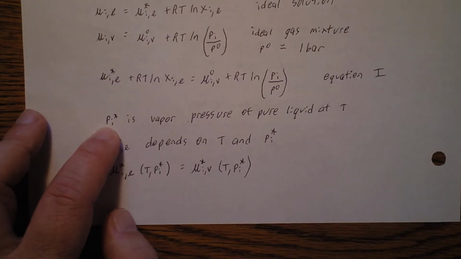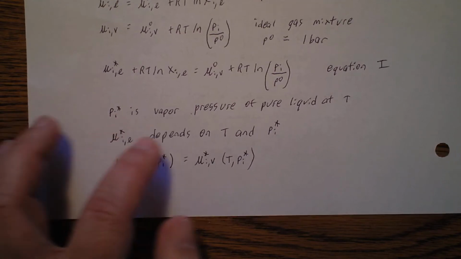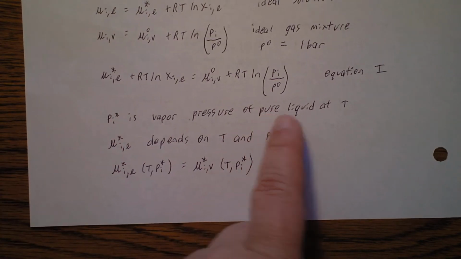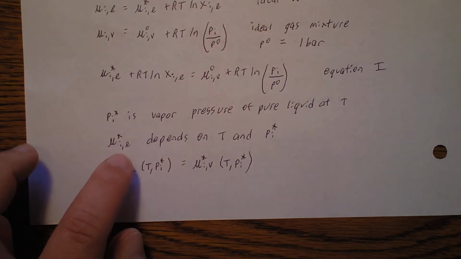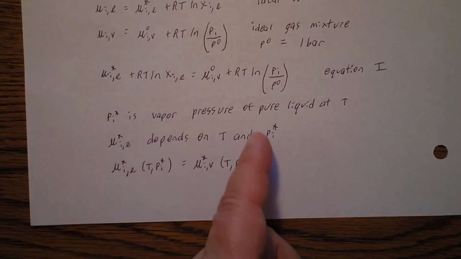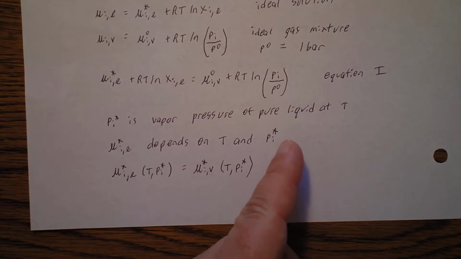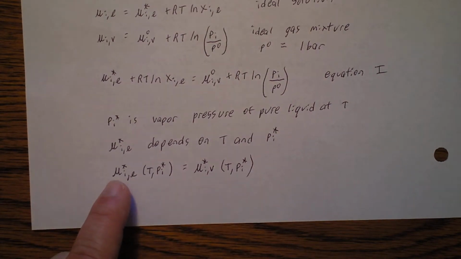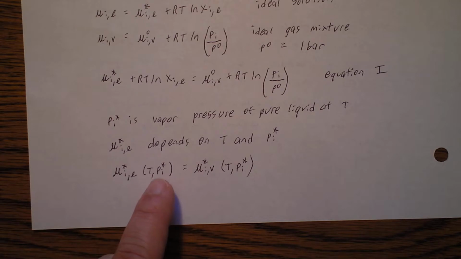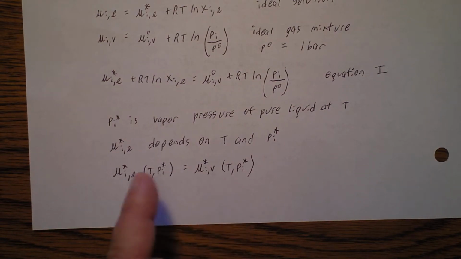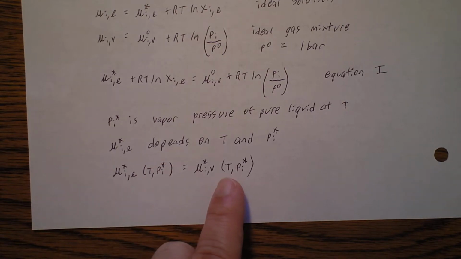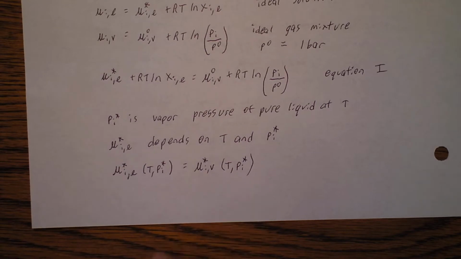So we have the partial pressure of substance I in its pure state. This is the vapor pressure of this pure liquid at temperature T. Now we also have the chemical potential of substance I in the liquid form in the pure state, and that depends on T and also on the partial pressure of the substance I in its pure state. That is a function of the temperature and the pressure of I in the pure state, and that's equal to the chemical potential of I in the vapor form, unmixed, star is unmixed, sorry. And that's a function of temperature and pressure of the substance I unmixed.